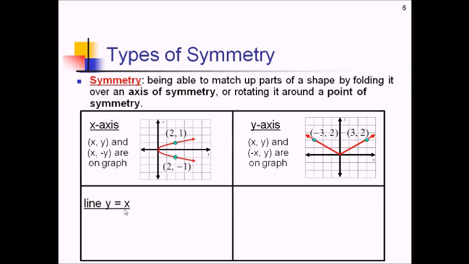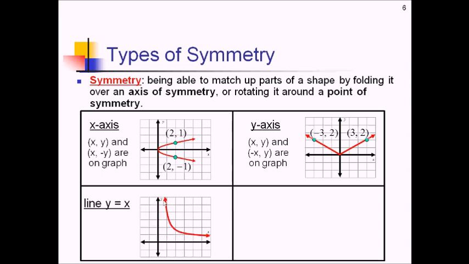Now the line y equals x is another good one to have symmetry over. Here's a function that has that kind of symmetry. And here is the line y equals x. It's just a line with a slope of 1 and a y-intercept of 0. So if we have the point 1, 4, we also have the point 4, 1. In general, if you have x, y and y, x on the same graph, you've got y equals x symmetry.